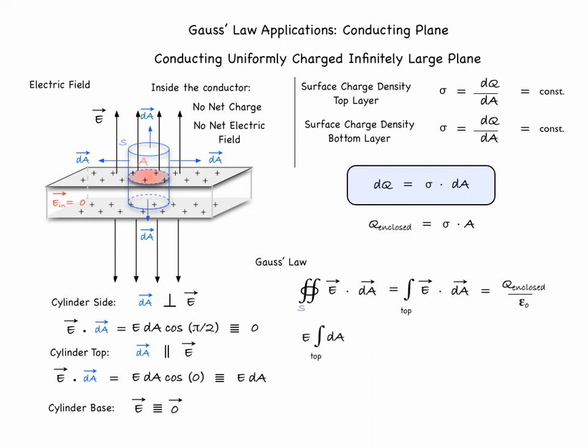We saw that the electric field does not change its magnitude, so we can take it outside the integral, and we'll have E times the integral of dA over the top surface of the cylinder, which will give us simply E times A, and that has to be equal to sigma times the base area of the cylinder over epsilon naught. We cancel A, and we get for the result of the electric field due to a conducting uniformly charged infinitely large plane to be sigma over epsilon naught.